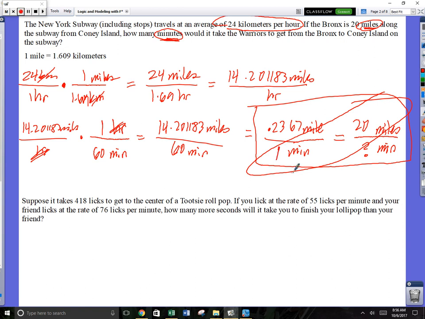So in front of here is just a 1. So if I do 20 times 1, I get 20. This is the unknown, so this is x. So if I do 0.2367 times x, I get 0.2367x. Now solve for x, so undo the times, divide this by 0.2367, divide that by 0.2367, so 20 divided by 0.2367, we get x is equal to 84.5 minutes.